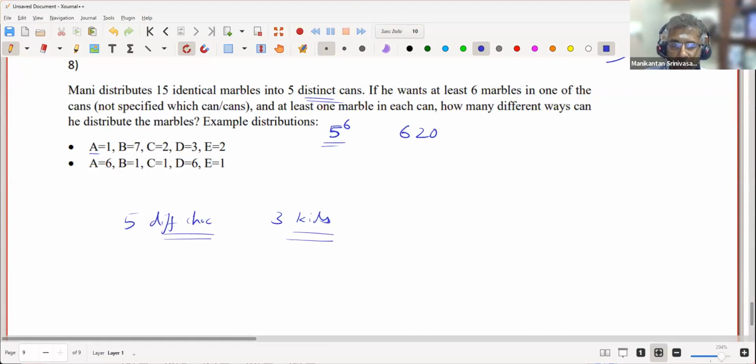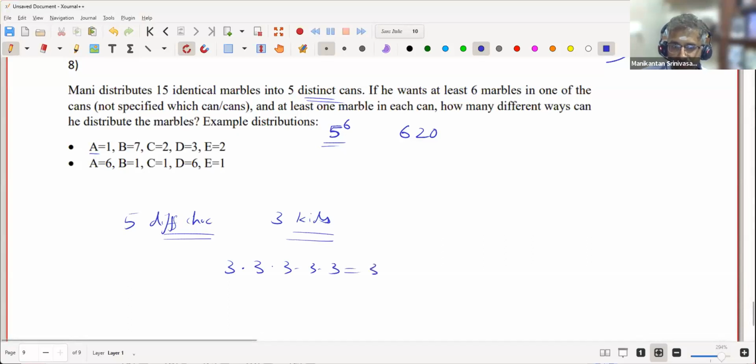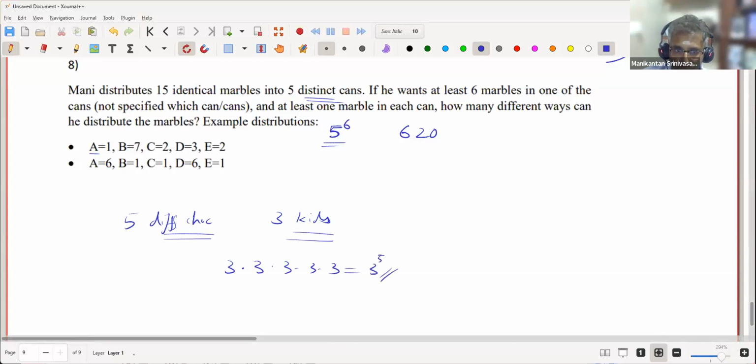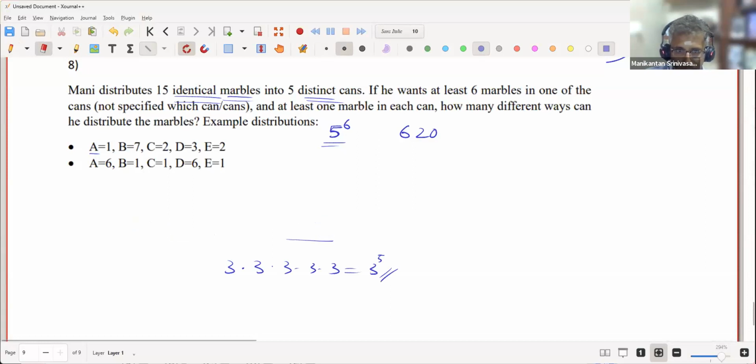If the chocolates were different, then the first chocolate can go to any one of the 3 kids. Second chocolate can go to any one of them. So it'll be 3 power 5, right? However, if the 5 chocolates are the same, then you won't have the power thing. Does it make sense? Here the marbles are the chocolates, but it's identical marbles, in which case you won't have the power, right? So by some coincidence, it can still be 5 power 6. I'm not saying, but off the cuff, I would say it's wrong. But let's see. Okay, anyone else?